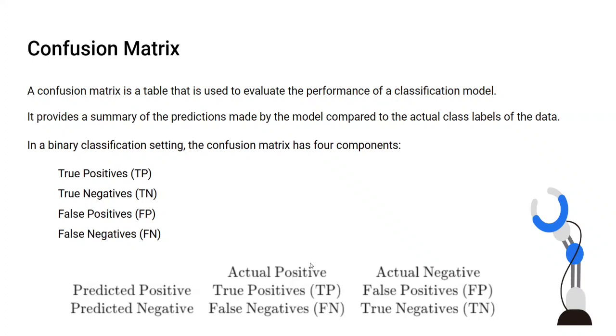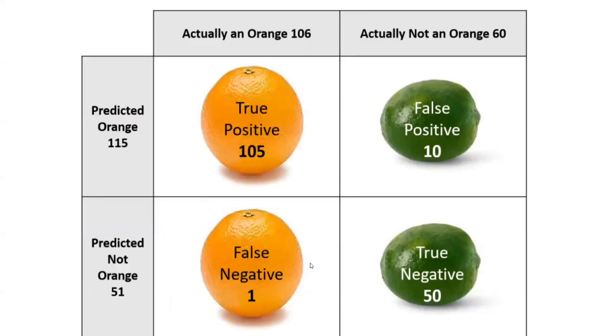Let me explain the concept using this example here. So we have the orange and not orange concept. If it is actually orange and it is predicted as orange, we say it is a true positive. If it is actually an orange, but it isn't predicted as orange, we say it is a false negative. If it is actually not an orange and it is predicted as orange, we say false positive. Whereas if it is actually not an orange and it is predicted as not an orange, we say it is a true negative.